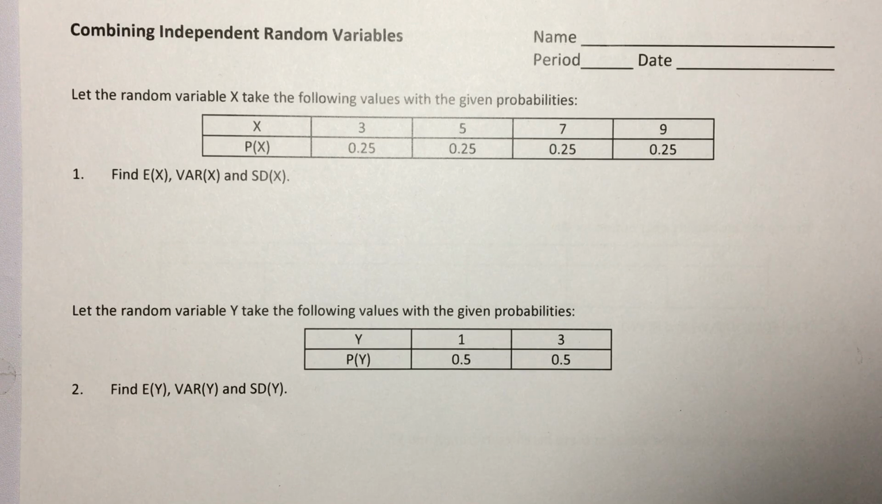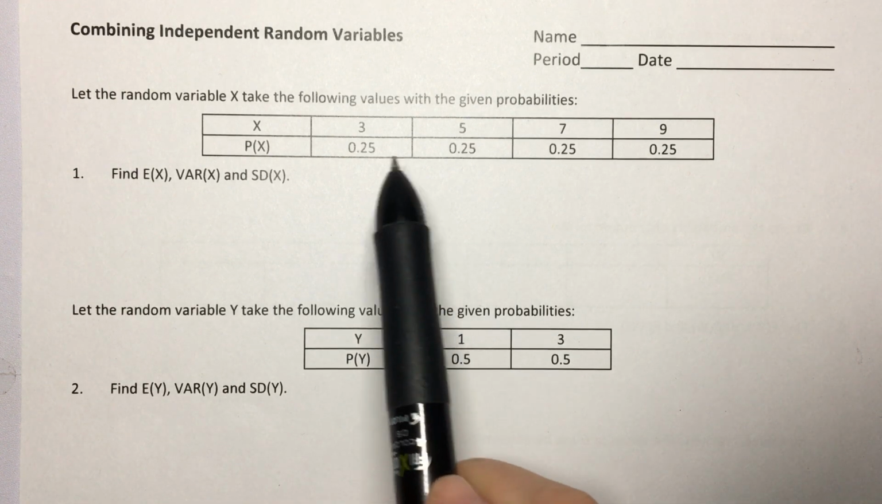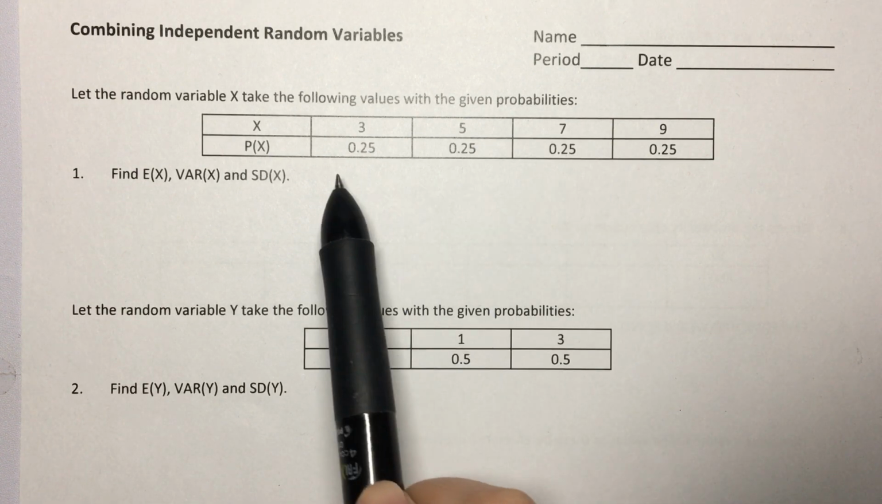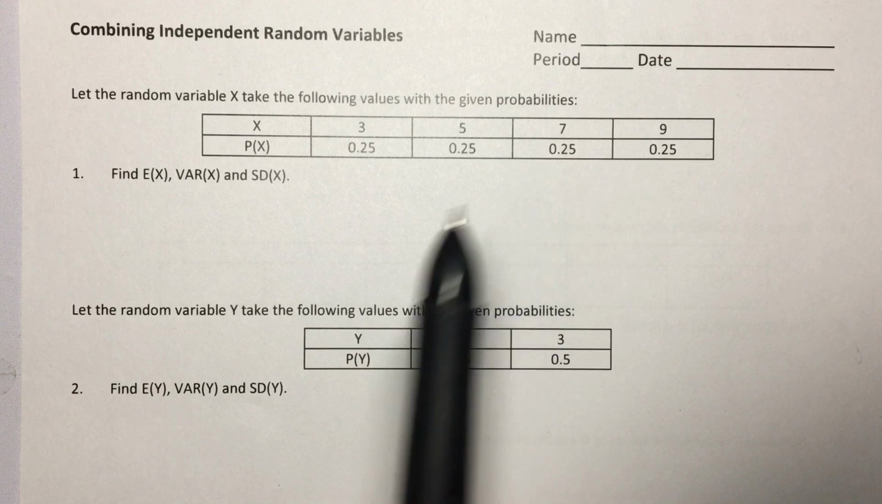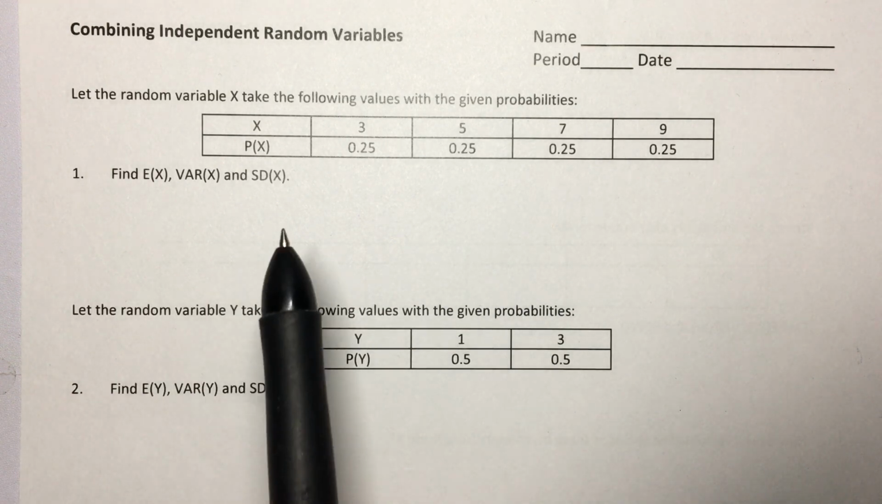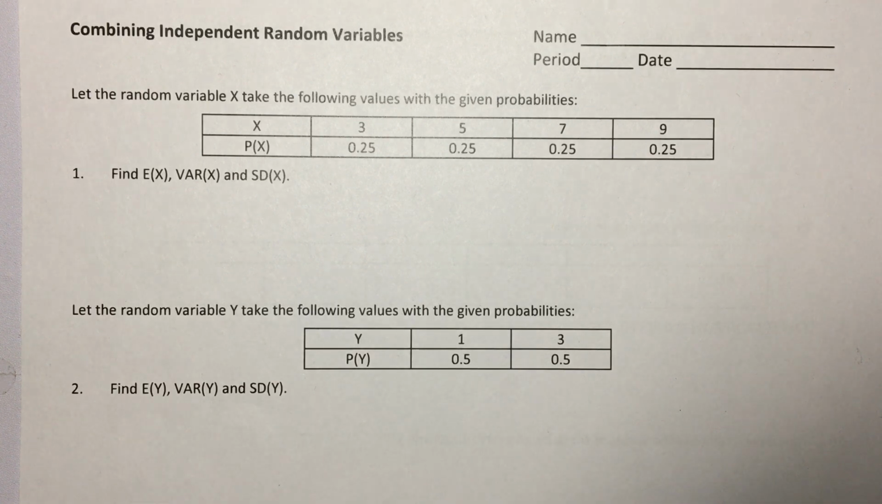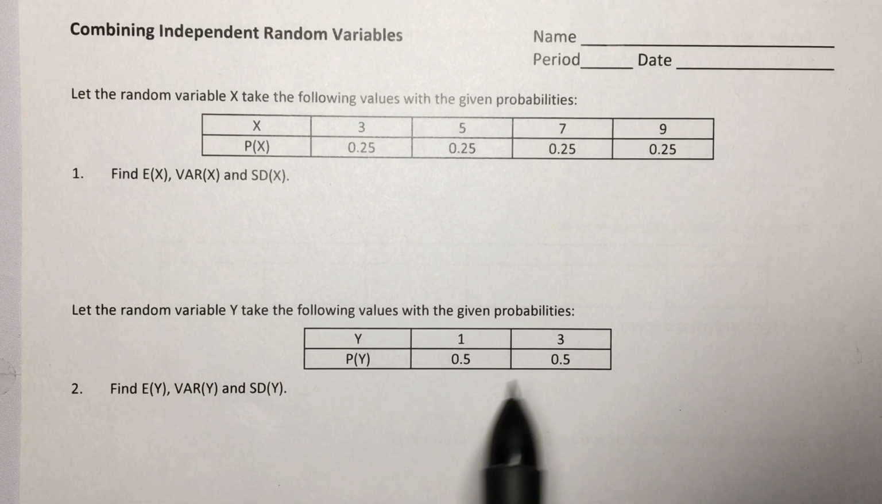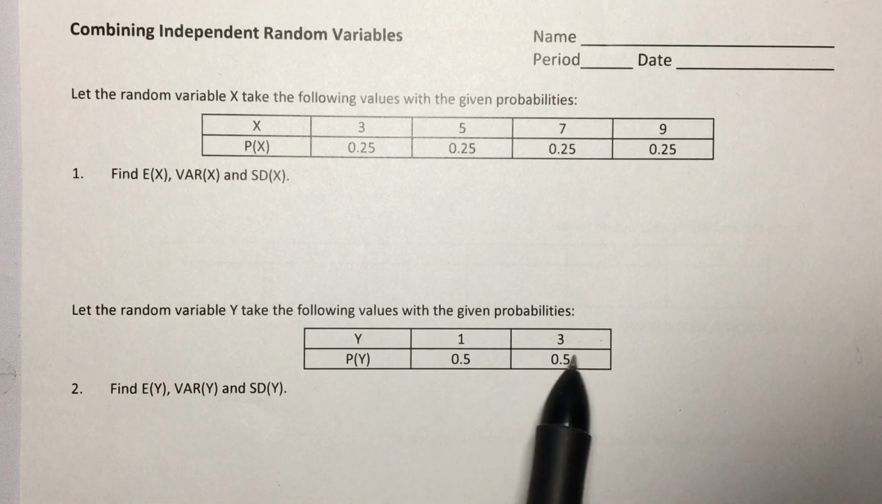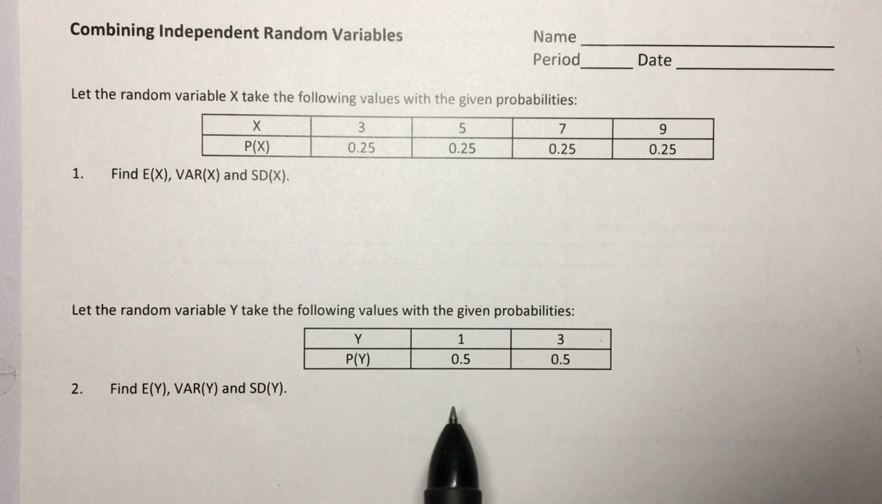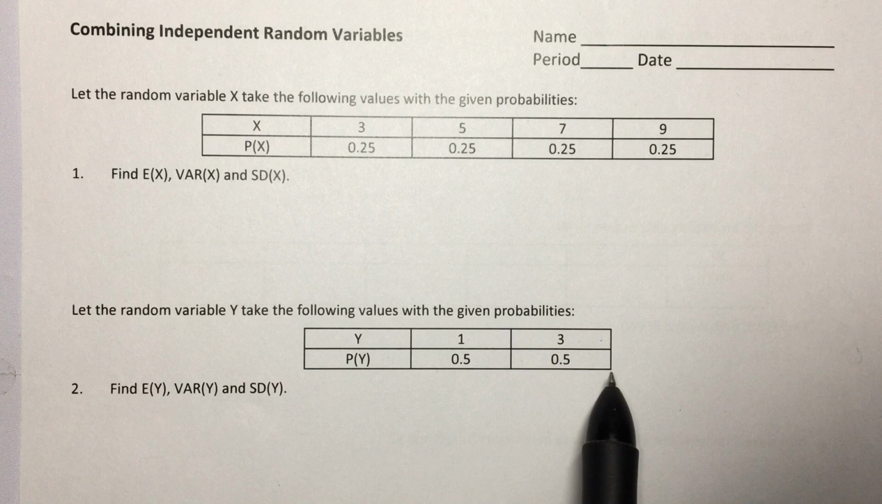Hey everyone, we are looking at combining independent random variables. Say we have this variable X where we have outcomes of 3, 5, 7, or 9 with equal probabilities of each. So this would be like reaching into a hat and pulling out a $3, $5, $7, or $9 prize. We're also going to have the random variable Y, which has outcomes of 1 and 3 with equal probabilities on those. So it'd be like a different hat where you're getting $1 or $3.